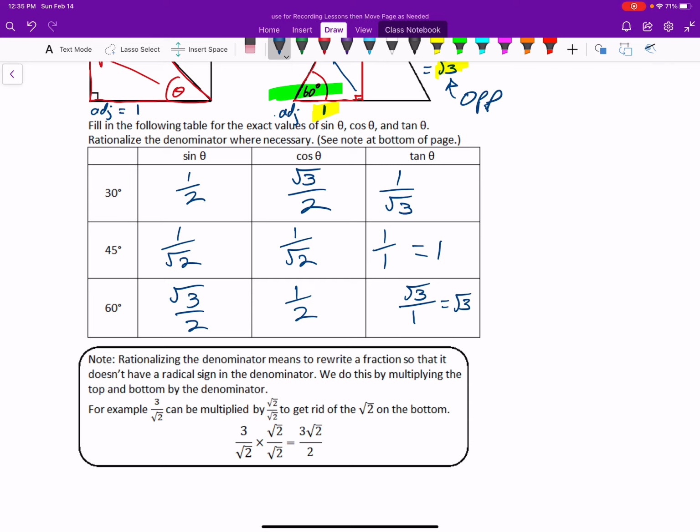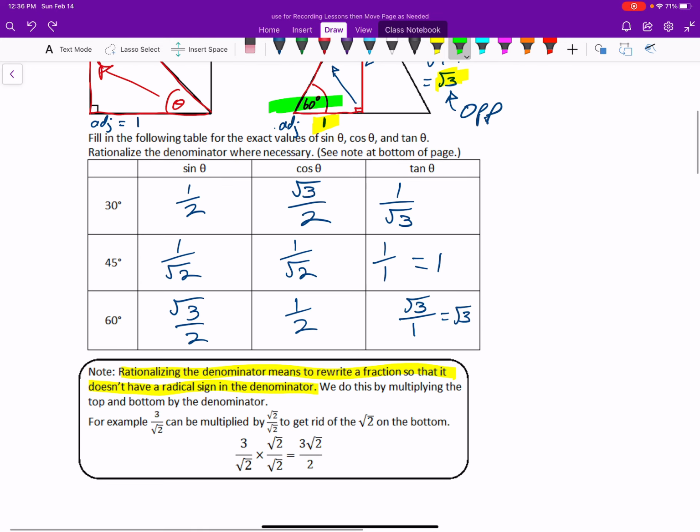Sometimes you're going to be asked to rationalize the denominator, though. That means to rewrite a fraction so that it doesn't have a radical sign in the denominator. Remember, the radical sign is that square root sign. So fractions that could be rationalized would be this one, where it's got the square root sign in the bottom, this one, and that's it. Those three could be rationalized because they all have square roots in the bottom to start with.